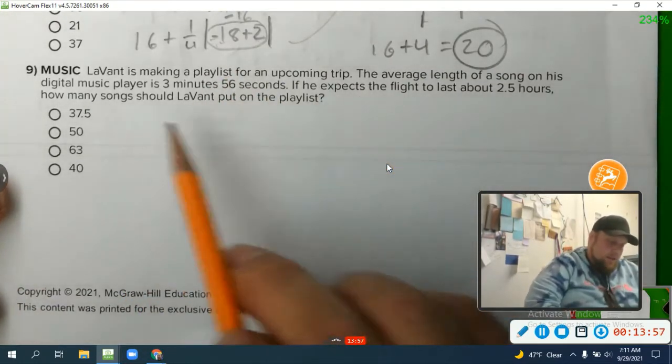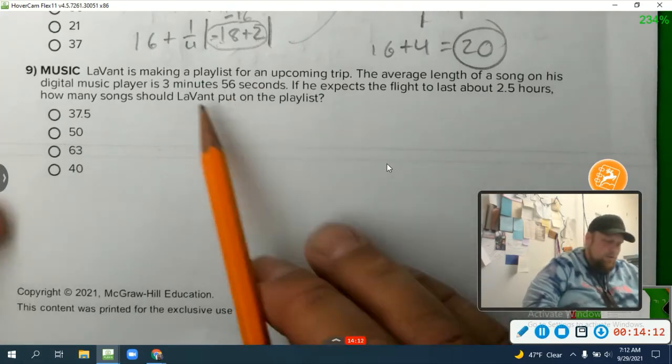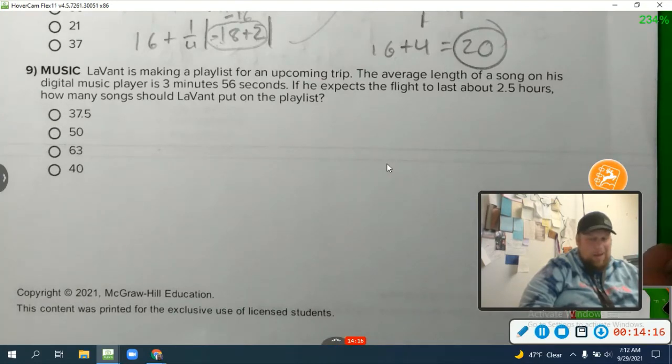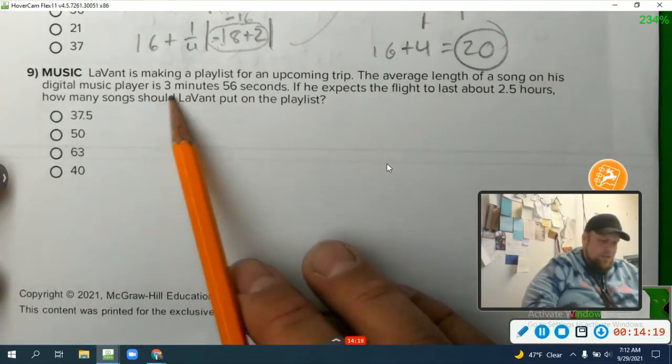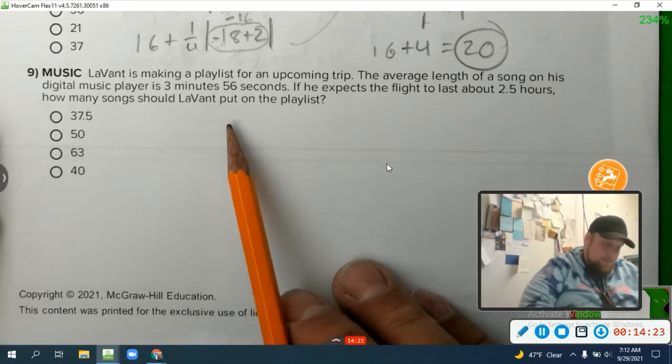So it says Levant is making a playlist for an upcoming trip. The average length of a song on his digital music player is 3 minutes and 56 seconds. If he expects the flight to last about 2.5 hours, how many songs should Levant put on the playlist? Wow. We have a couple of unit changes, and then it's kind of a pain, right? It's really specific. 3 minutes and 56 seconds is the average length of a song.